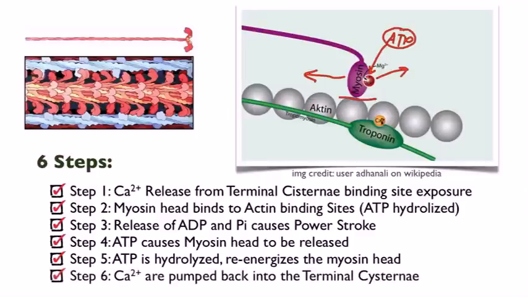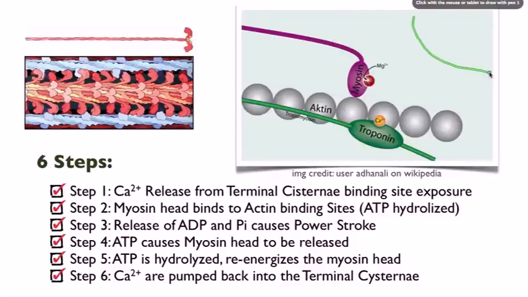One more step, step number 6. This calcium here needs to be gone. So we have the terminal cisternae, and it's not shown here, so I'm just going to draw it with my great artistic skills. And we have calcium pumps in the terminal cisternae, and what that does is it basically pumps that calcium back in. So we have calcium being pumped back in.